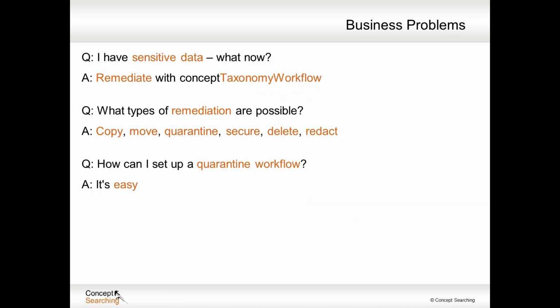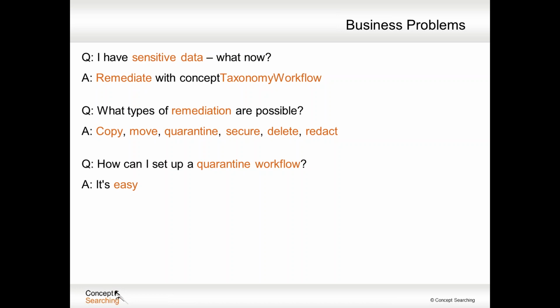So what are our business problems? Once we've used concept searching to find our sensitive data, what do we do? Well, naturally, we want to do something about that. We want to automate this process so that we don't have to sift through massive amounts of reports, find the data, and manually do something with it. So concept searching has a product, conceptTaxonomyWorkflow, which is an automatic remediation tool based on classifications. So if we find sensitive data, we can do something with it automatically.